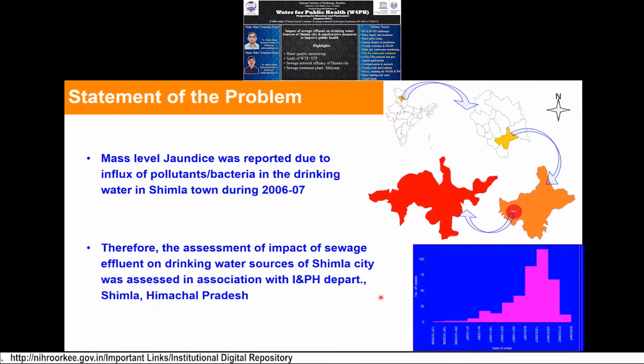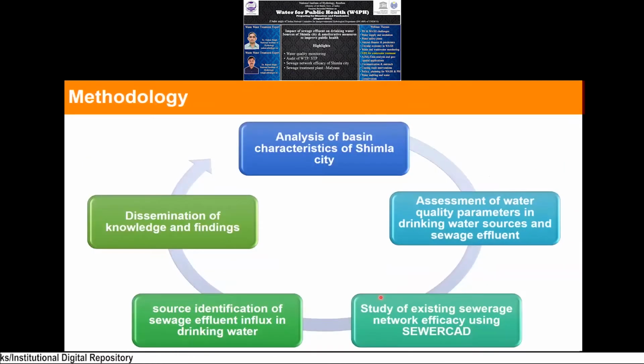Now, the methodology that was adopted by us was first the analysis of basin characteristics of Shimla city to understand the movement of water in the study area, then assessment of water quality parameters in the drinking water sources and sewage effluents of the study area. Then we also tried to find out whether the sewerage network that is laid down in the study area is suitable or efficient to take care of the load from that area.